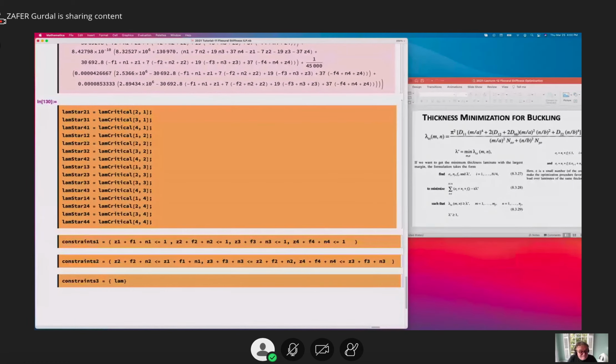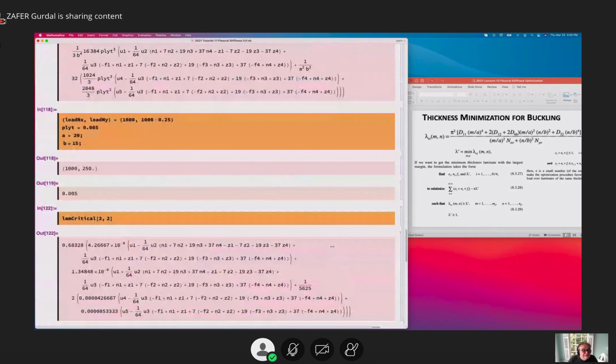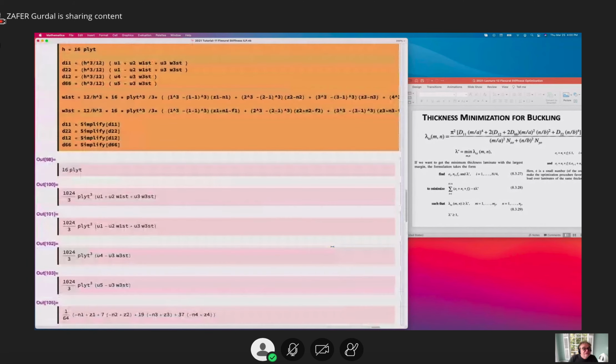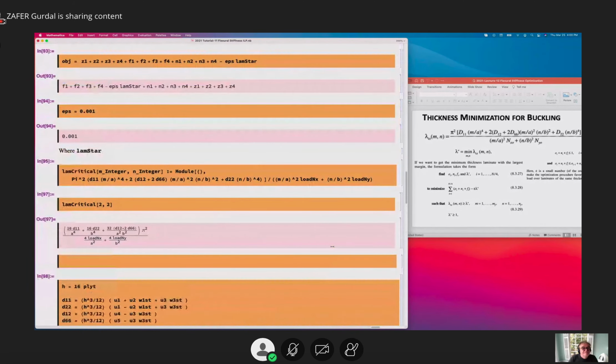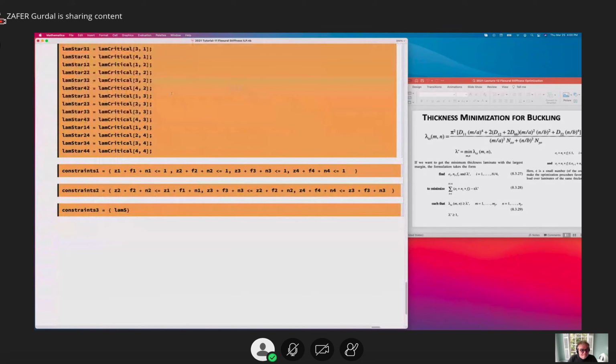lambda star in my objective function. Where is my objective function? Lambda star, there it is. Lambda star. Okay. This ensures that I have the right buckling mode shape.